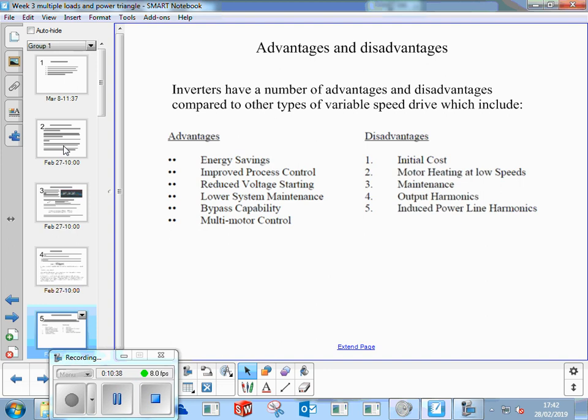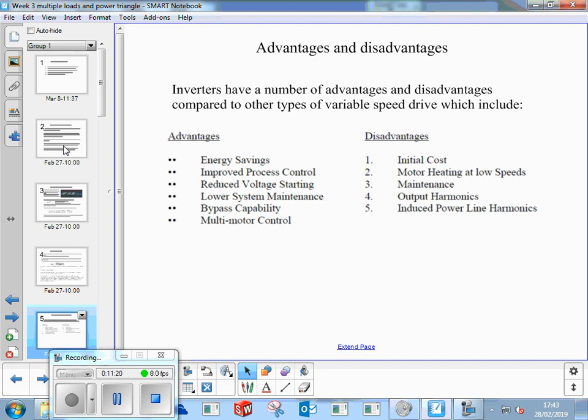Advantages and disadvantages. There are a number of both. The main advantages are the energy savings, the improved control you get over the process. Particularly, think back to the old way of starting and stopping our conveyors at Fibre: start it up on a direct online starter and all the bottles fall over. Use an inverter and you can get it to ramp up the speed and they don't all fall over, for instance. Reduced voltage starting, so lots of different things can be programmed. Lower system maintenance. There's a bypass capability, and I'll talk in detail about that in a minute.